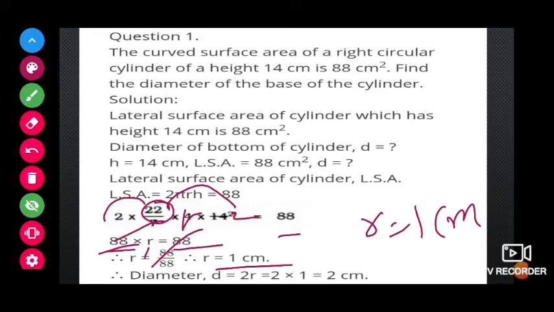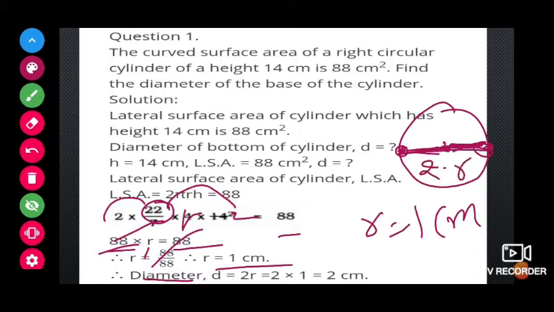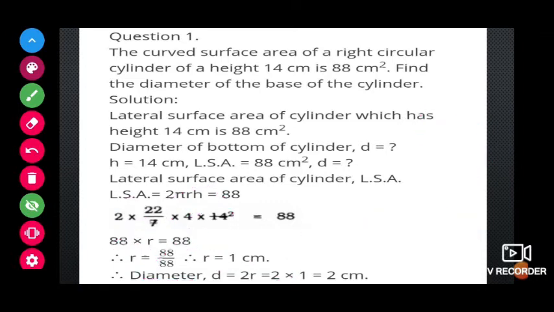Then what about the diameter? The radius is the distance from the center to the boundary of the circle. Diameter means one more radius plus radius, if we add we will get the diameter. So the diameter will be 2 into r, 2 into 1, we will get 2 centimeters.